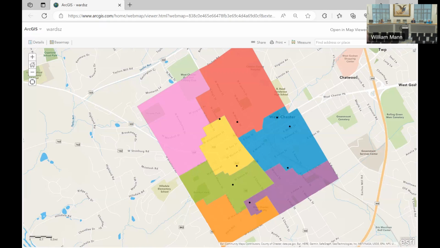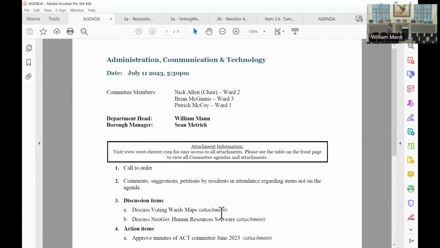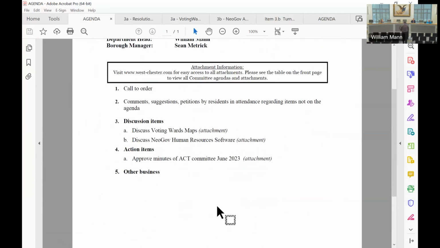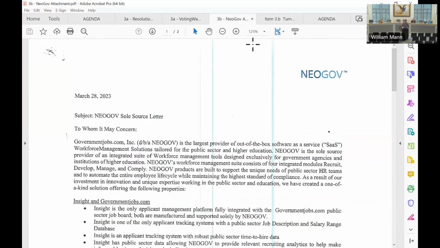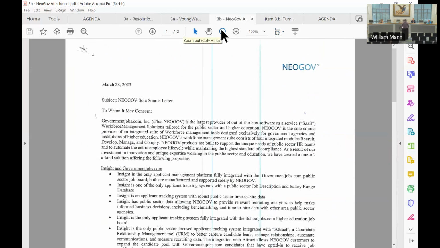Item 3B is to discuss NeoGov human resources software. Good evening, everyone. John Krauser, HR Director. Just want to give you a very brief overview. We won't talk too much about numbers tonight. Just some of the research that I've been doing over the last few months to address or at least to optimize some of the performance issues and improve functionality within the staff.